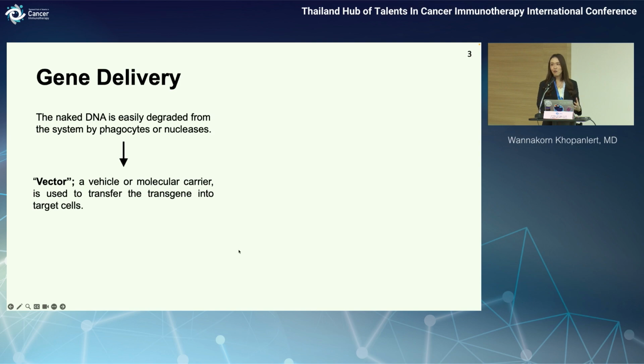So basically, we all know that naked DNA is easily degraded in the system by phagocytosis or enzymes like nucleases. So that's why we need a vehicle or carrier, what we call the vector, in order to transfer the transgenes of interest into the target cells.